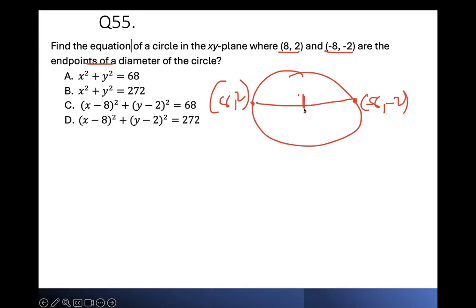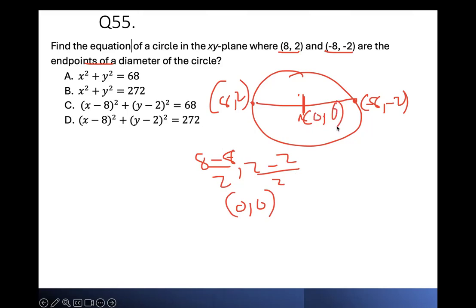I know I need the radius. The radius has to be from the middle. And what is the middle? Midpoint. How do you calculate midpoint? You got to add them together, right? 8 minus 8 over 2, 2 minus 2 over 2, that's the x values and the y values over 2. That's the midpoint. This is going to give you 0, 0. Therefore, the center, yeah, it's 0, 0. I'm at the center of the equation of the circle.